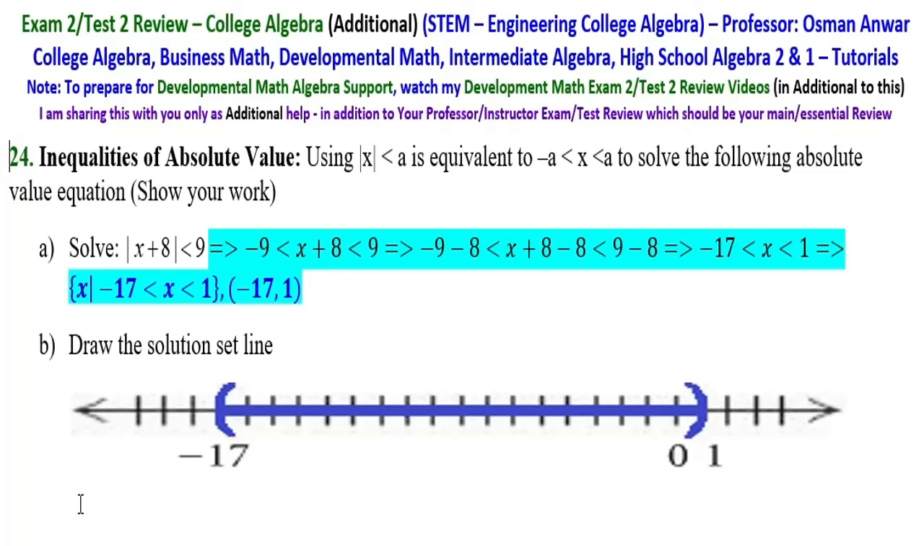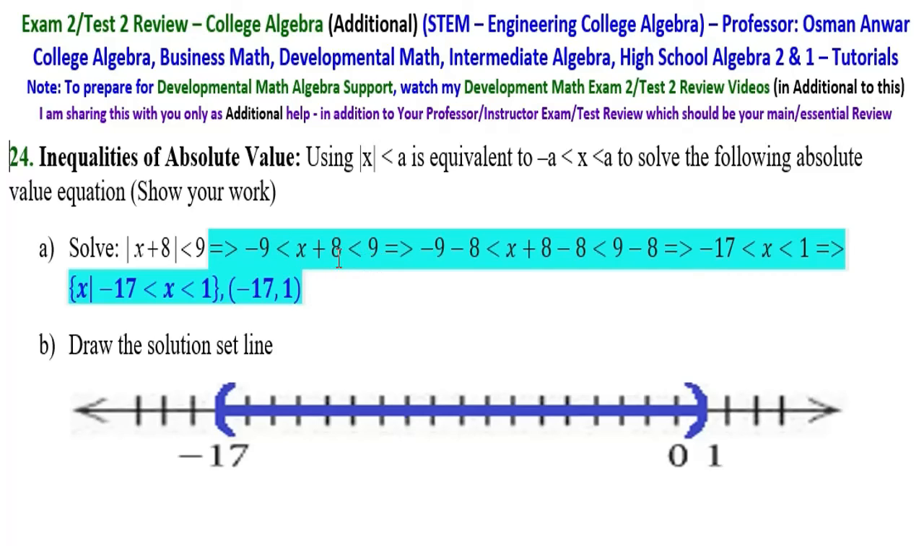Number 24 is inequality of absolute value. Use absolute value of x less than a is equivalent to x is sandwiched between minus a and a to solve the following absolute value inequality. So that is solve absolute value of x plus 8 less than 9. That means x plus 8 is sandwiched between minus 9 and 9.